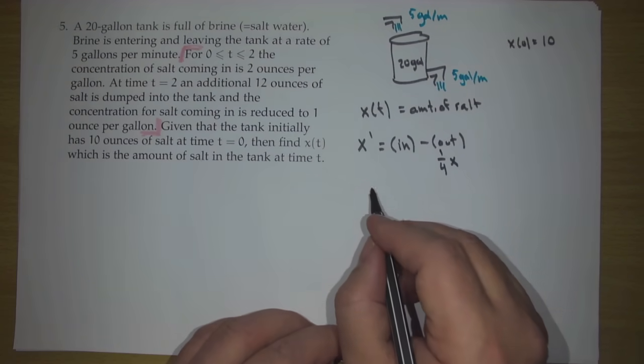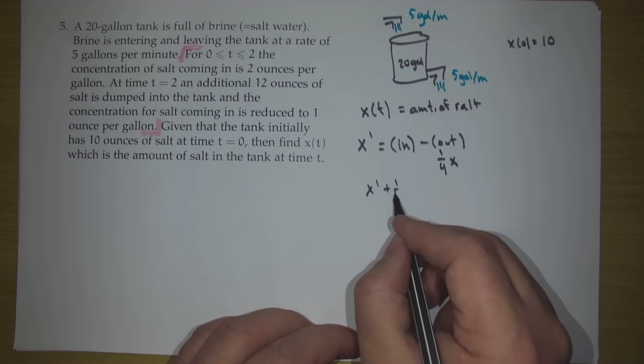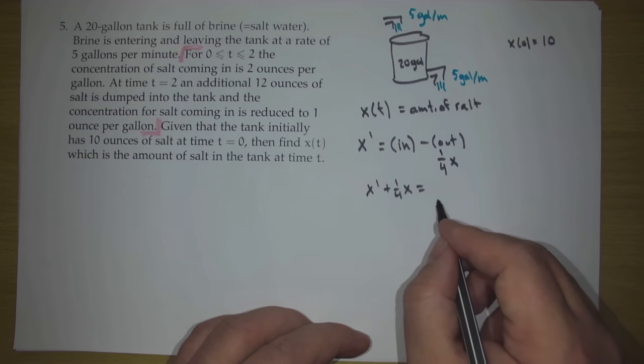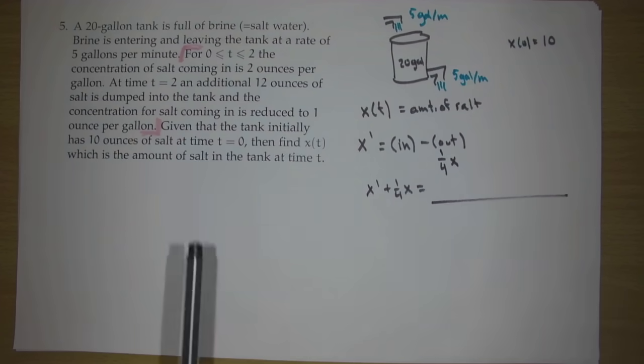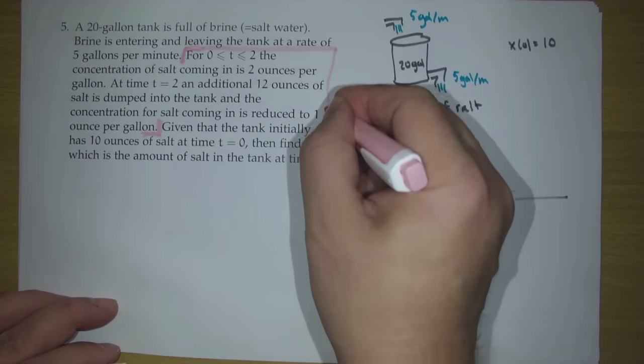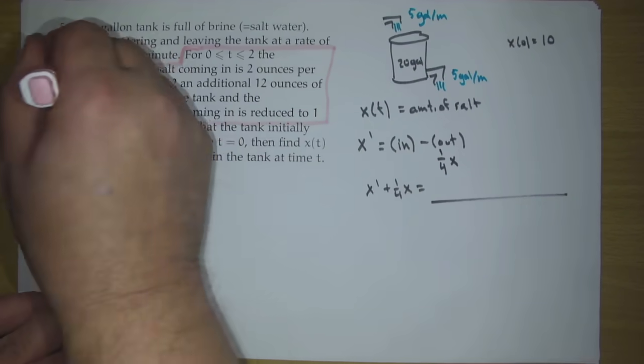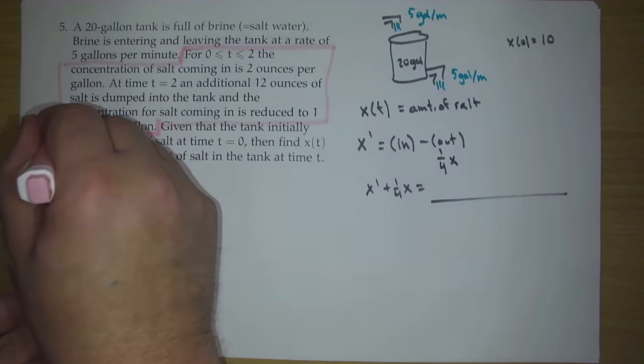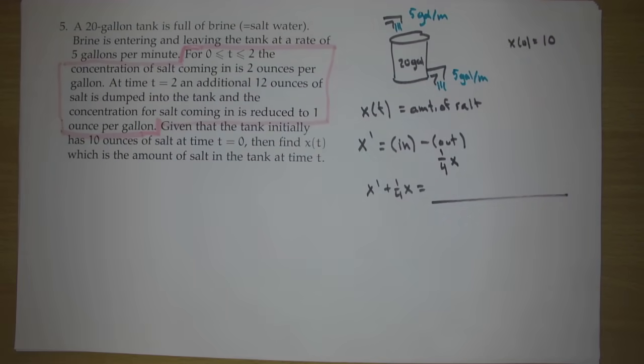I'm going to move that across. So we have that x prime plus 1/4 x is our in. This long sentence in the middle, that's the in. So let's talk about what's happening. From time 0 to 2, we have one behavior. The concentration is 2 ounces per gallon. Then at time 2, we dump in salt and we change the concentration.